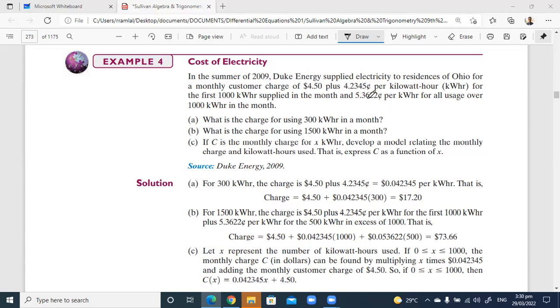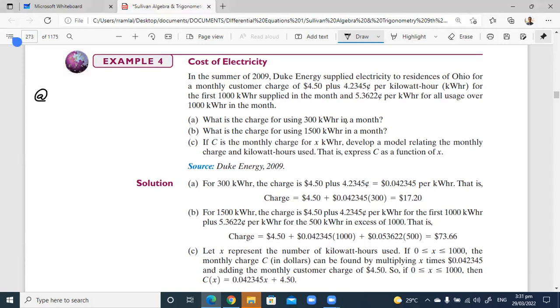5.3622 cents, so it's 5 cents per kilowatt hour for all usage over 1,000 in the month. So if you burn more than 1,000, you're paying a higher rate, as you all could see, right? So let's start working it out. What's the charge for using 300 kilowatt hours in a month?